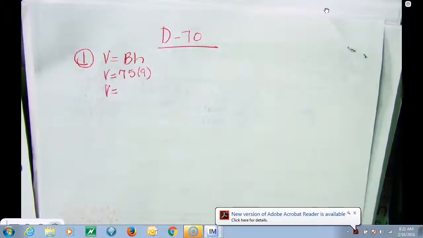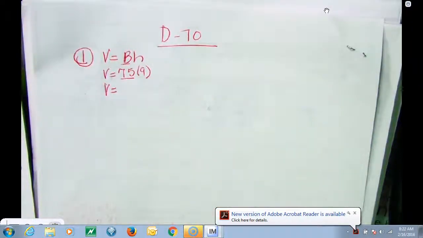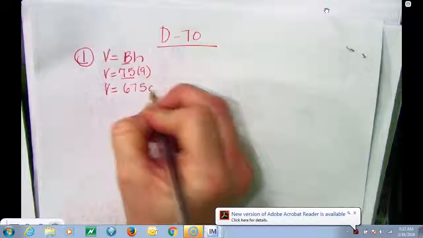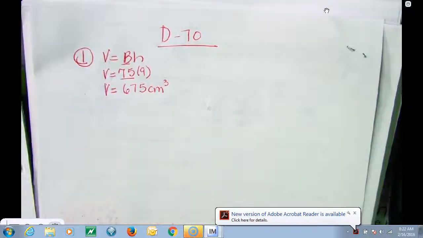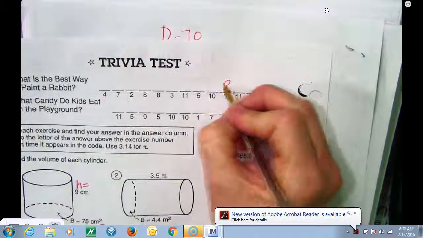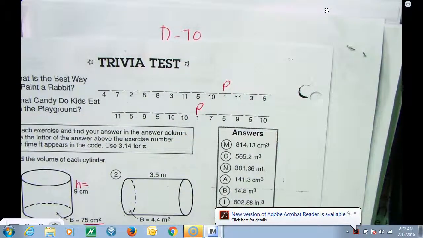Peyton, we're following the formula. I don't see pi on there anywhere. We already have the area of the base. So what's 75 times 9? Good. Centimeters cubed. So we're going to come up here and find it's about a third of the way down. P. 1 is P. Everywhere you see 1, put a P. Please do the riddle as you go. We still have some people not doing that.